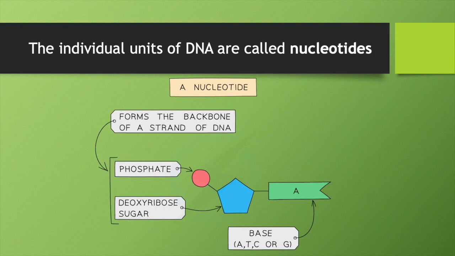Now, let's talk about nucleotides, the individual units of DNA. A nucleotide is made up of three parts. You have the base, which has four types: adenine, thymine, cytosine, or guanine, and you have the deoxyribose sugar and the phosphate, which these two form the backbone of a strand of DNA.